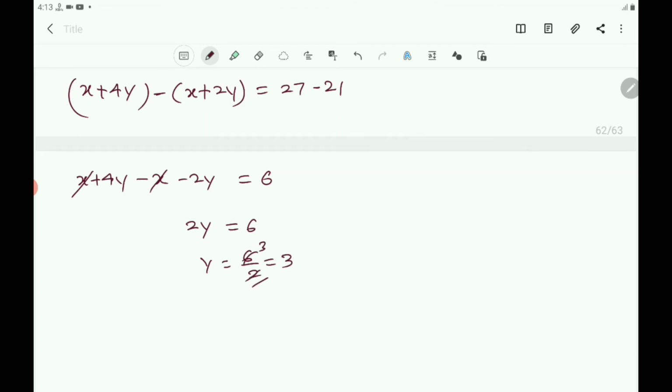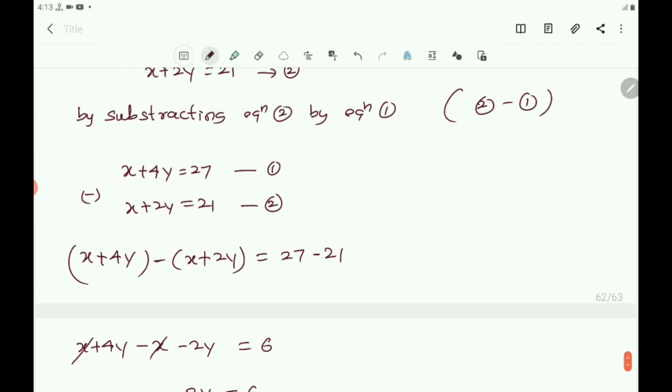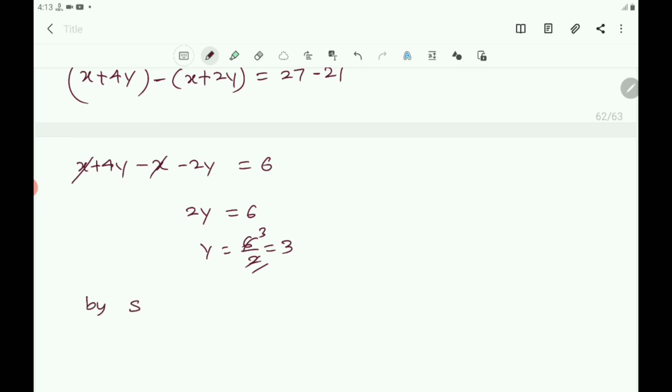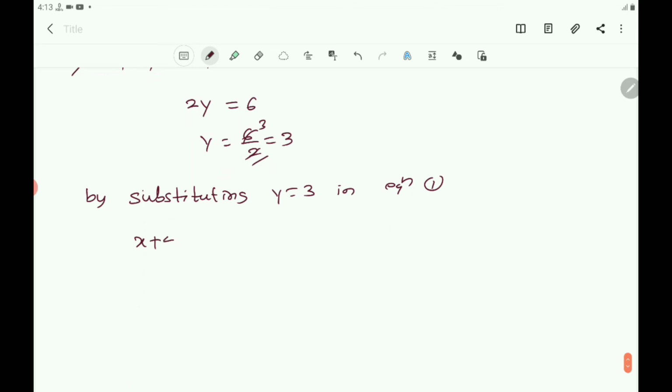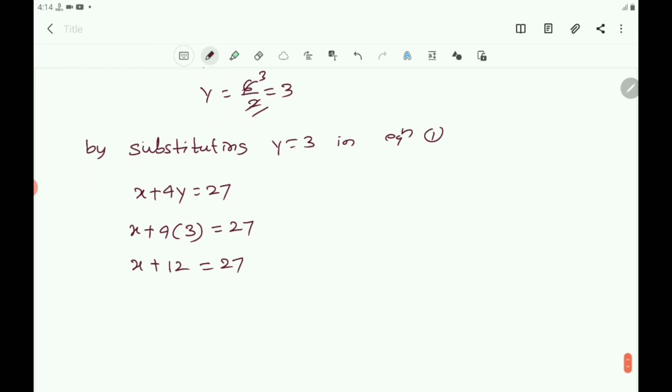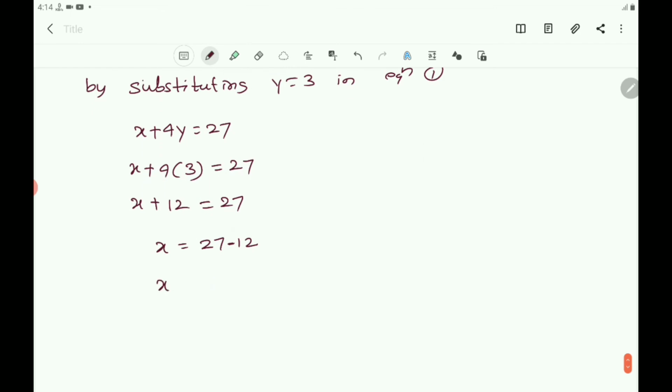So you got y equals 3. Then you get x by substituting the value of y in the first equation, x plus 4y equals 27. Substituting, x plus 4 into 3 equals 27, that is x plus 12 equals 27. Then x equals 27 minus 12, that is 15.